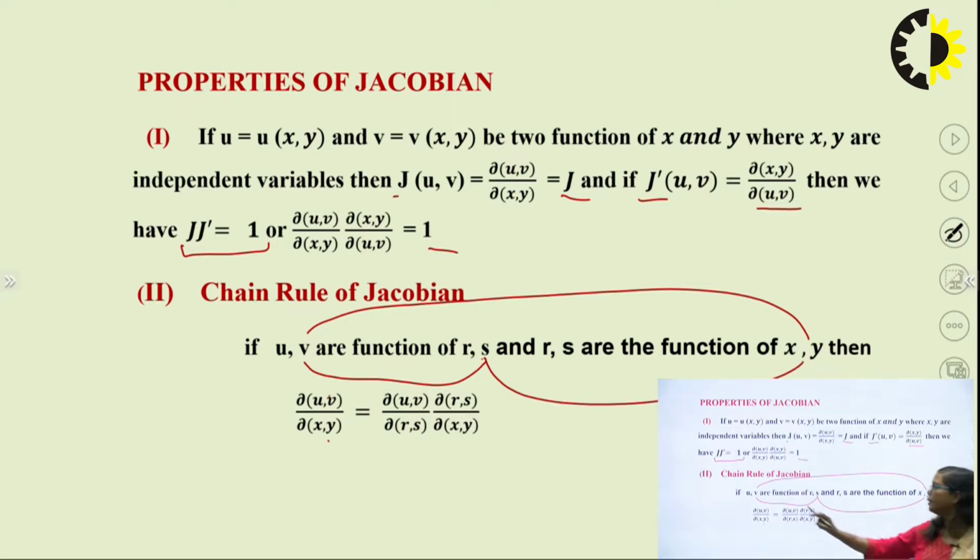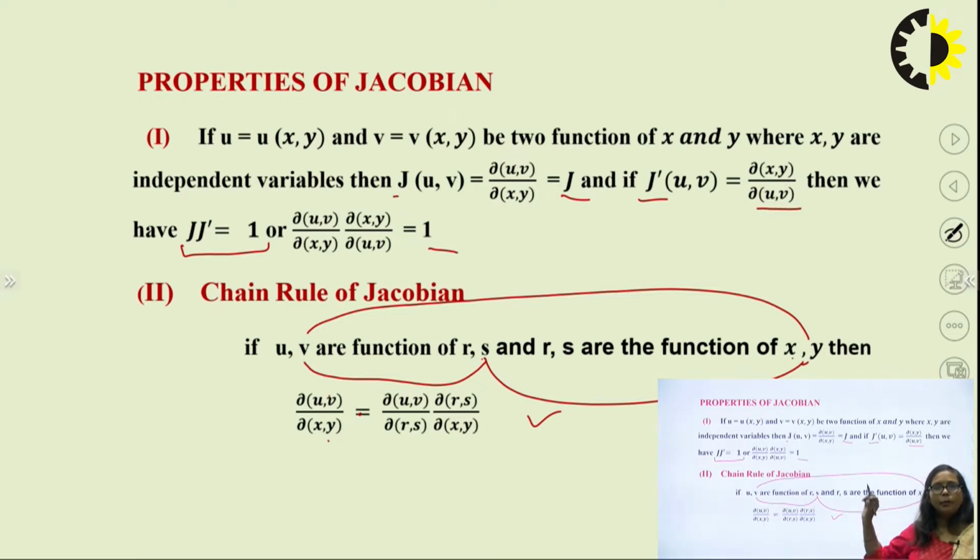So if I need to find the Jacobian of u, v with respect to x, y, it is the product of two Jacobians. The first one is the Jacobian of u, v with respect to r, s, multiplied by the Jacobian of r, s with respect to x, y. This property of Jacobian is known as the chain rule of Jacobian.